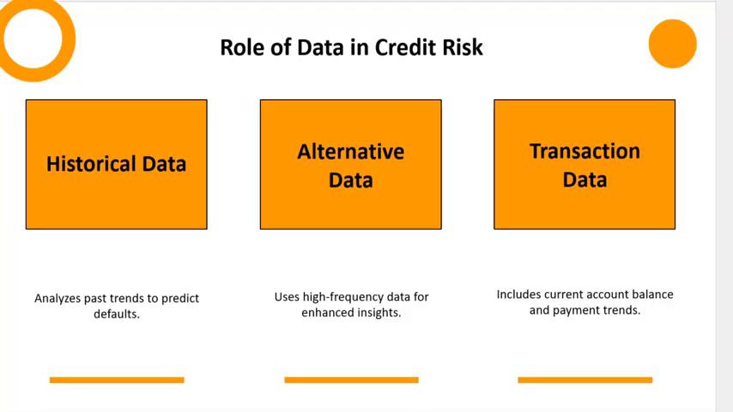And alternative data, which is the newest and most exciting data type. This includes rental payment history, utility bills, mobile phone usage patterns, even satellite imagery of retail car parks to estimate footfall and revenue for business borrowers. The use of high-frequency non-traditional data is expanding the universe of people who can be assessed for credit, particularly important in markets where formal credit history is sparse or absent altogether.